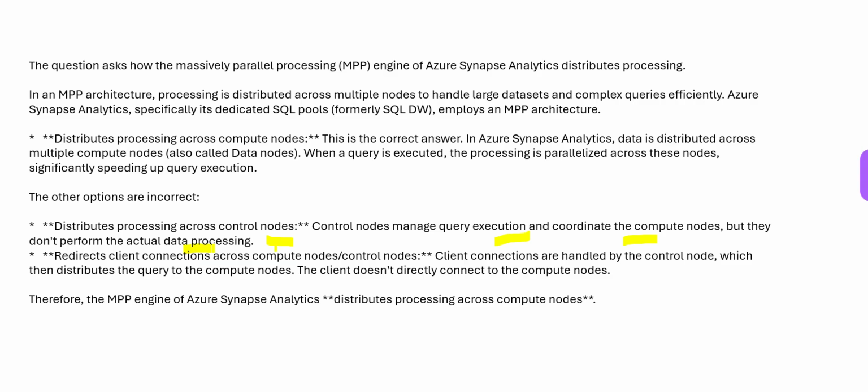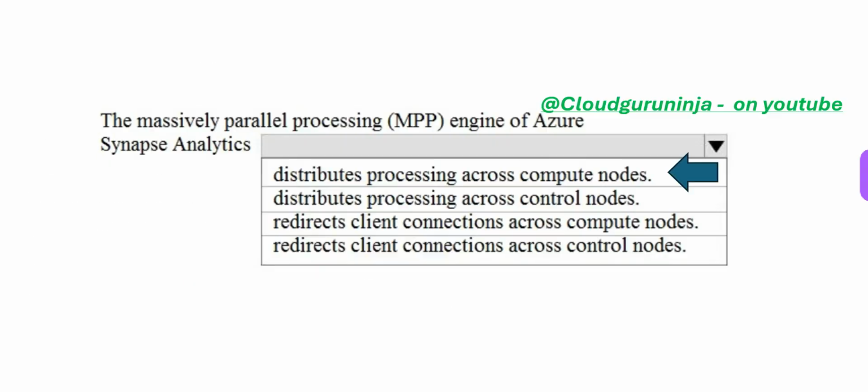Similarly, redirecting client connections across compute or control nodes. Client connections are handled by the control node, not the compute node. The control node will then distribute to compute nodes. The client doesn't directly connect to compute nodes. That is why that option is also wrong. You got it? So redirecting client connections will not work in this case. This MPP engine of Azure primarily distributes the loads across compute nodes. This is the right answer.